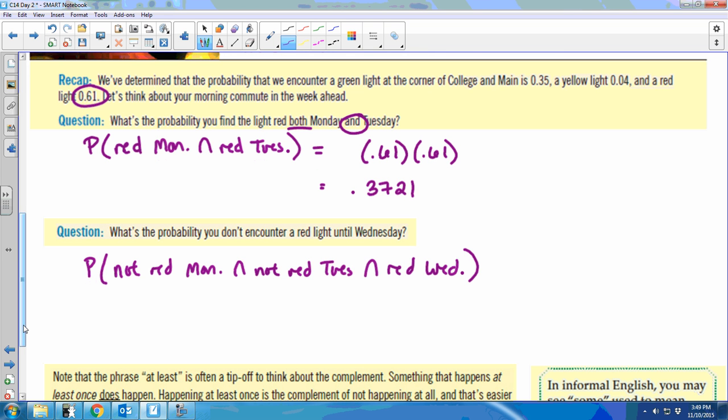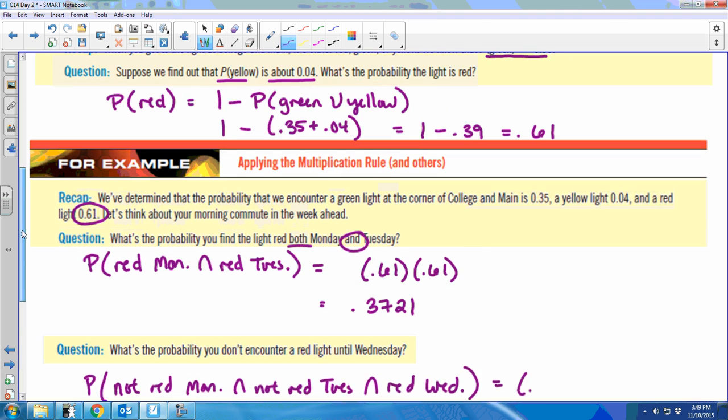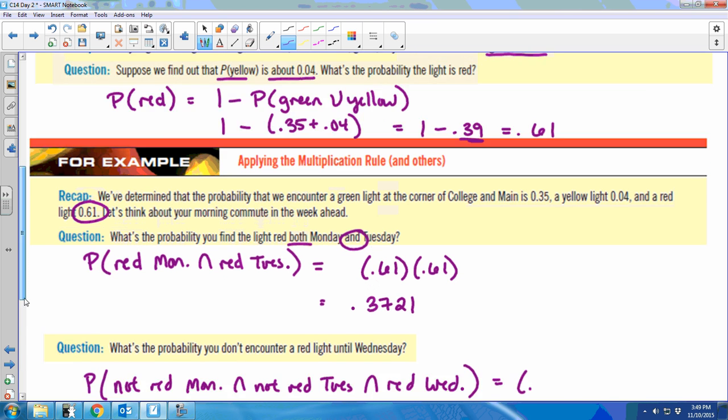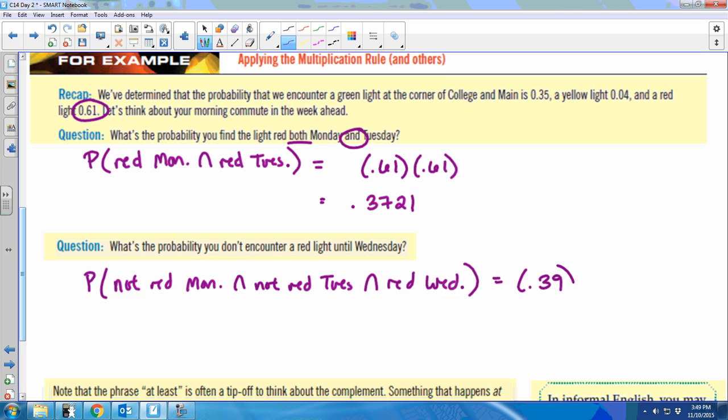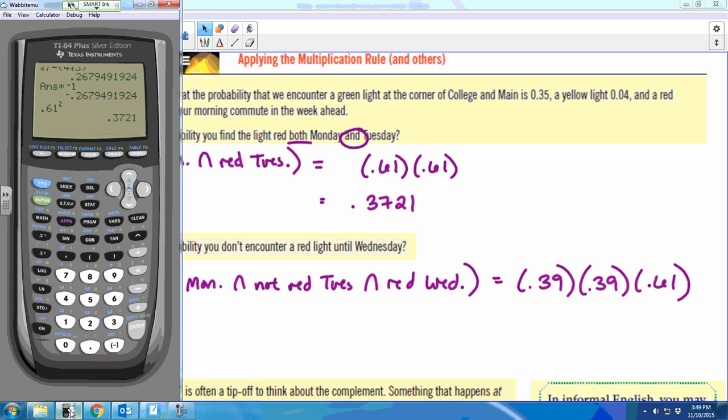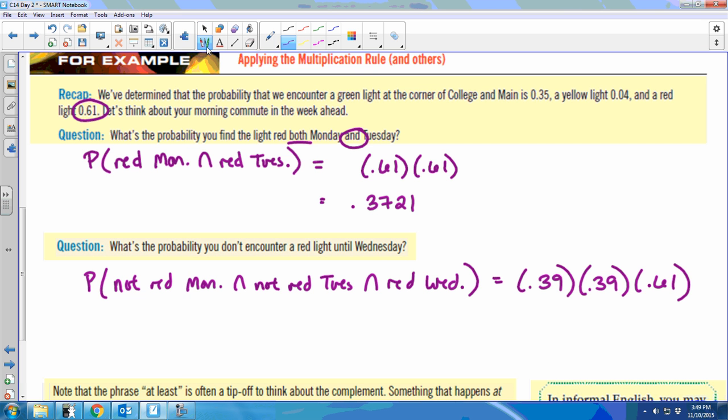So then the probability that it was not red was 0.39, if you remember from up here. And then it was not red again, and then it was red. So 0.0928. So again, these aren't disjoint, but they're independent events, so we can multiply the probabilities.